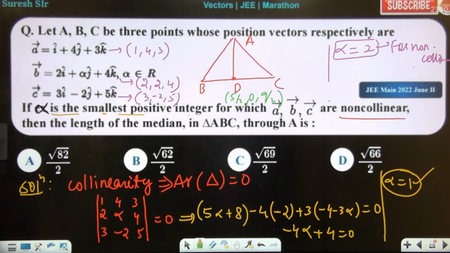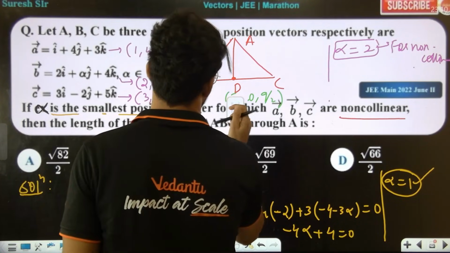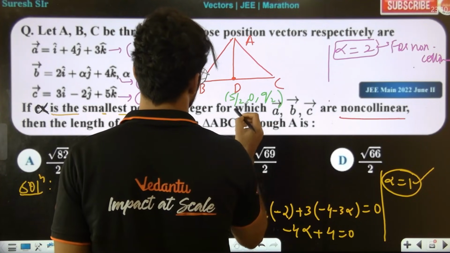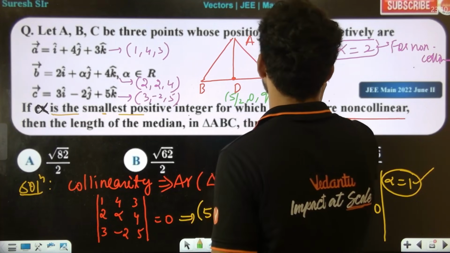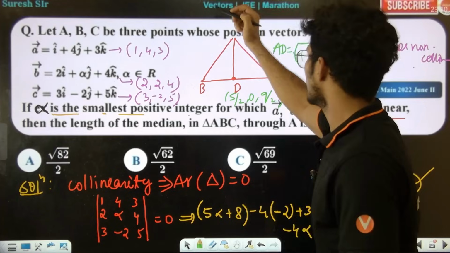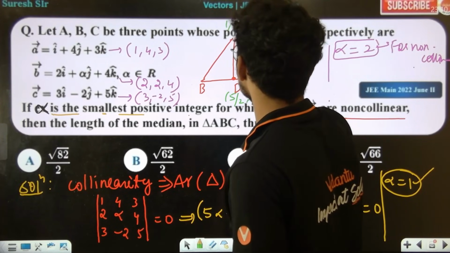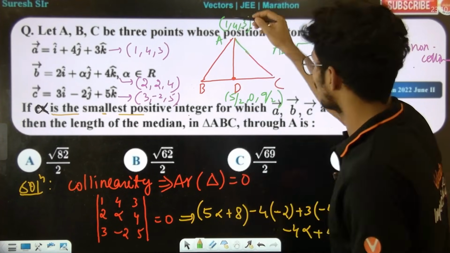So the length of the median. We need to find out the length of AD. What is the length of AD here? 5 by 2. AD length is what now? Tell me, we need to find the AD length. A is the vertex, yes or no? So 143. AD length is what?